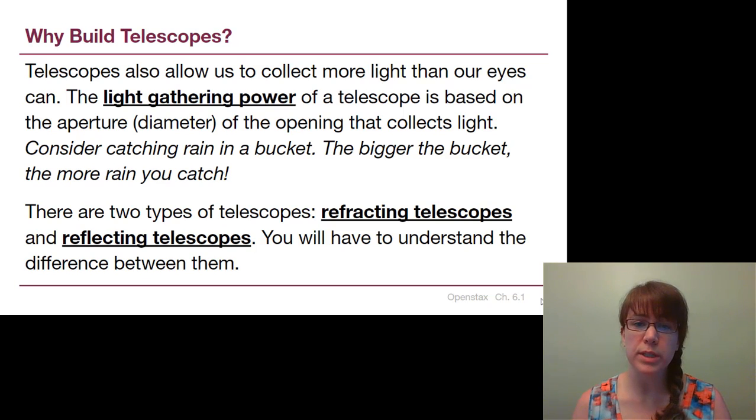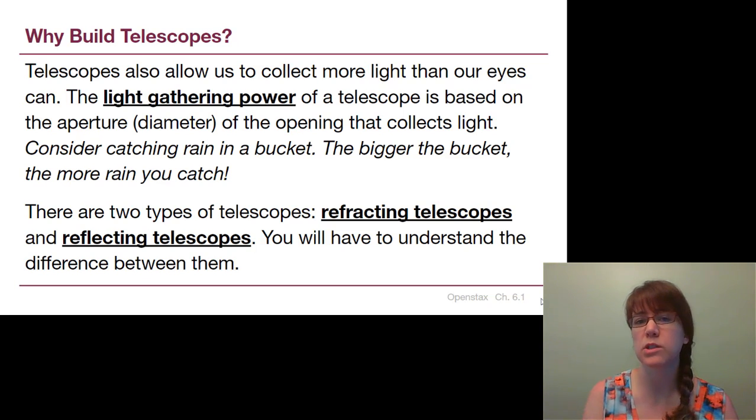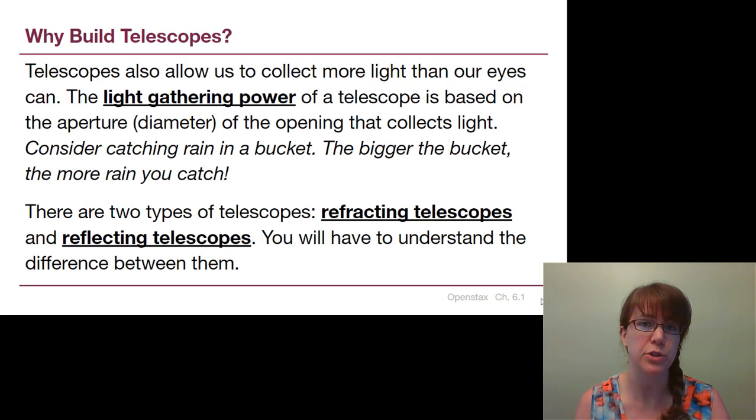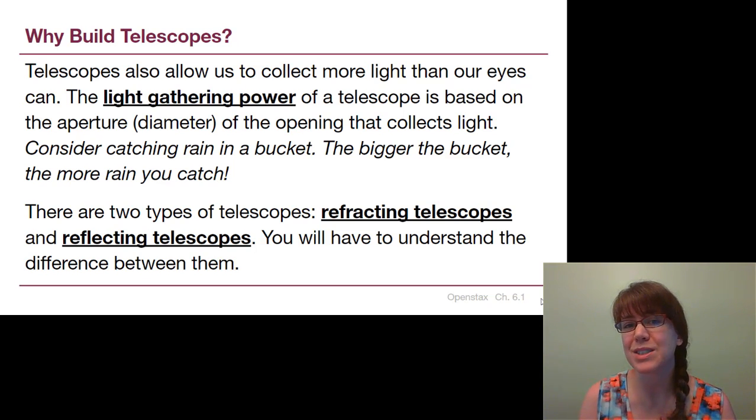Now, the other reason to build telescopes is it allows us to collect more light than our eyes can. The fact that Galileo with his small telescope back in the 1600s was able to make these groundbreaking observations that we talked about in chapter 2 is because when telescopes are wider across than our eyeballs, they can collect more light per second than our eyes can, allowing them to see fainter objects than our eyes would otherwise. This is called light gathering power, and it's one of 3 powers that we'll learn about in the next video for telescopes. But think about it like catching rain in a bucket.